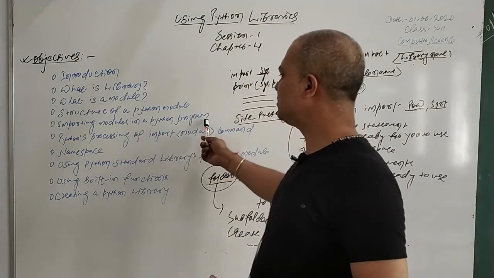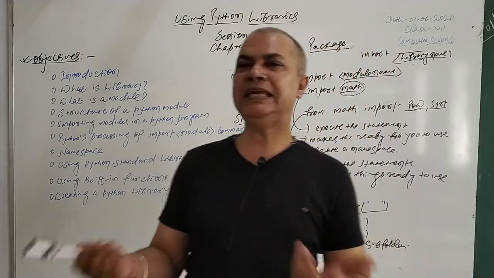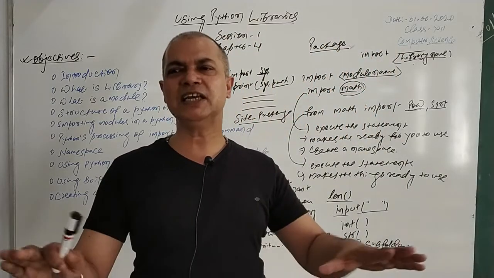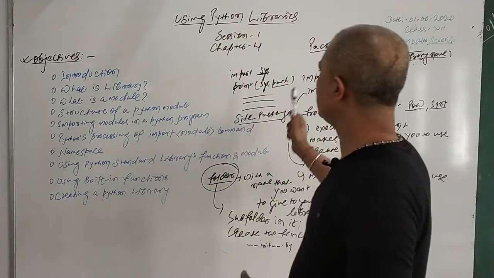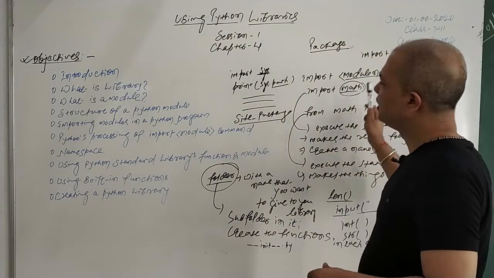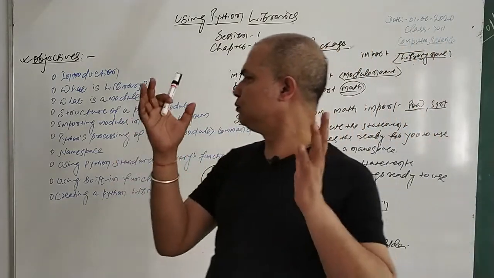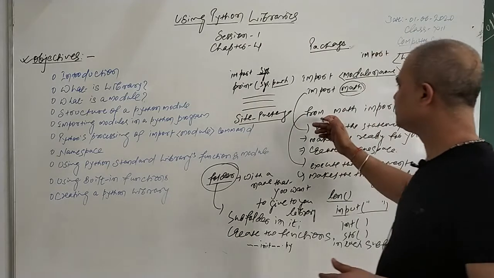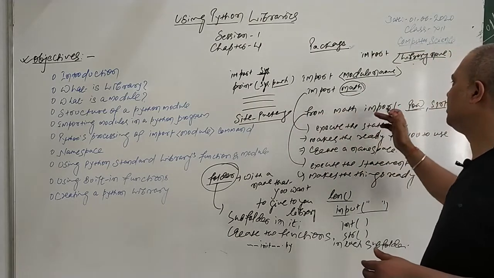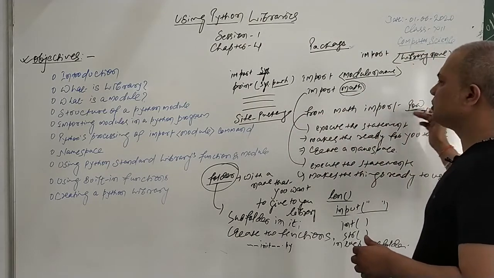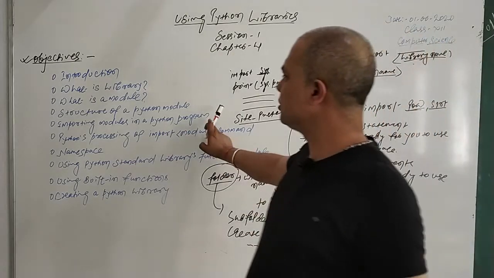Importing a module in Python, there are two ways, complete and partial. If you want to import the complete module, simply write import and then the module name. This will give you the complete module to be used. And if you want to import a particular thing, then write from, then the module name, then import, then whatever feature of that module you want to use. This is how to import it.